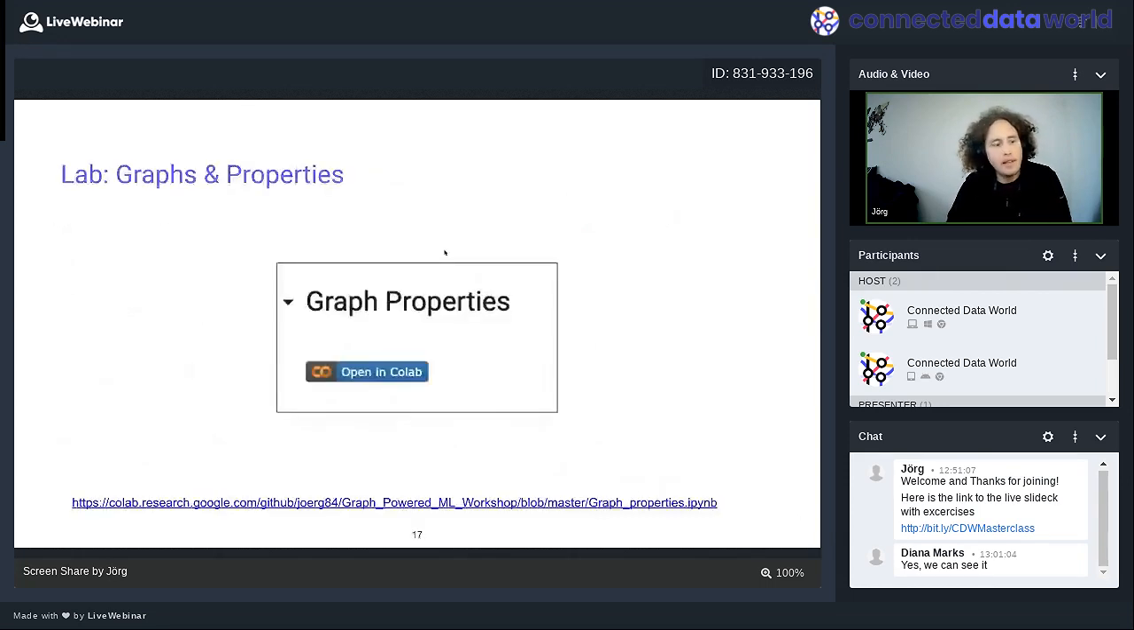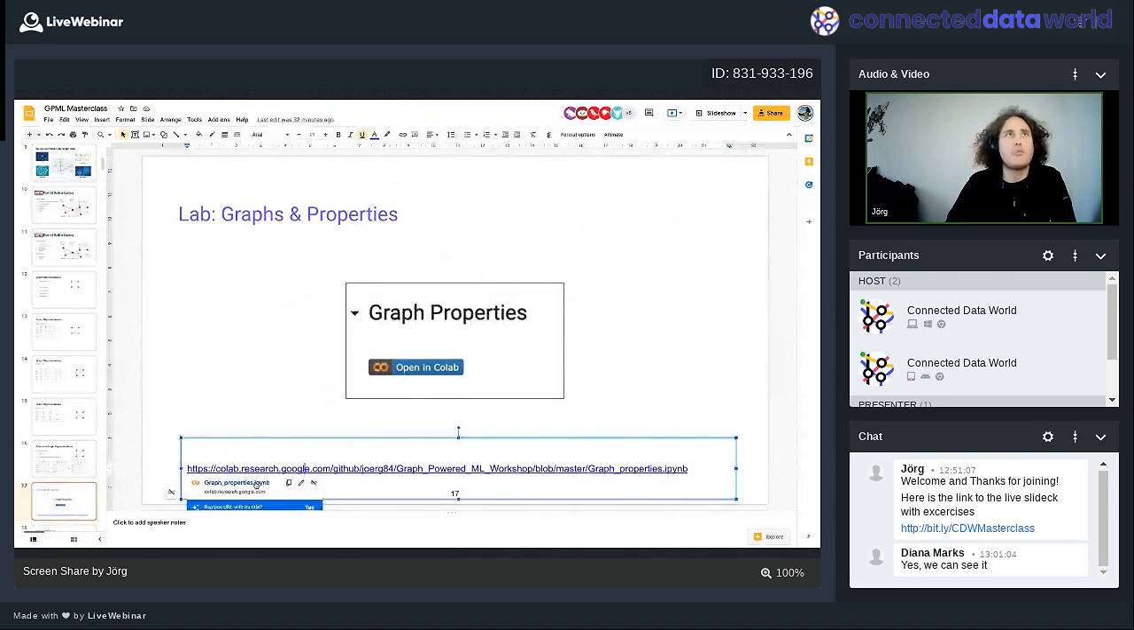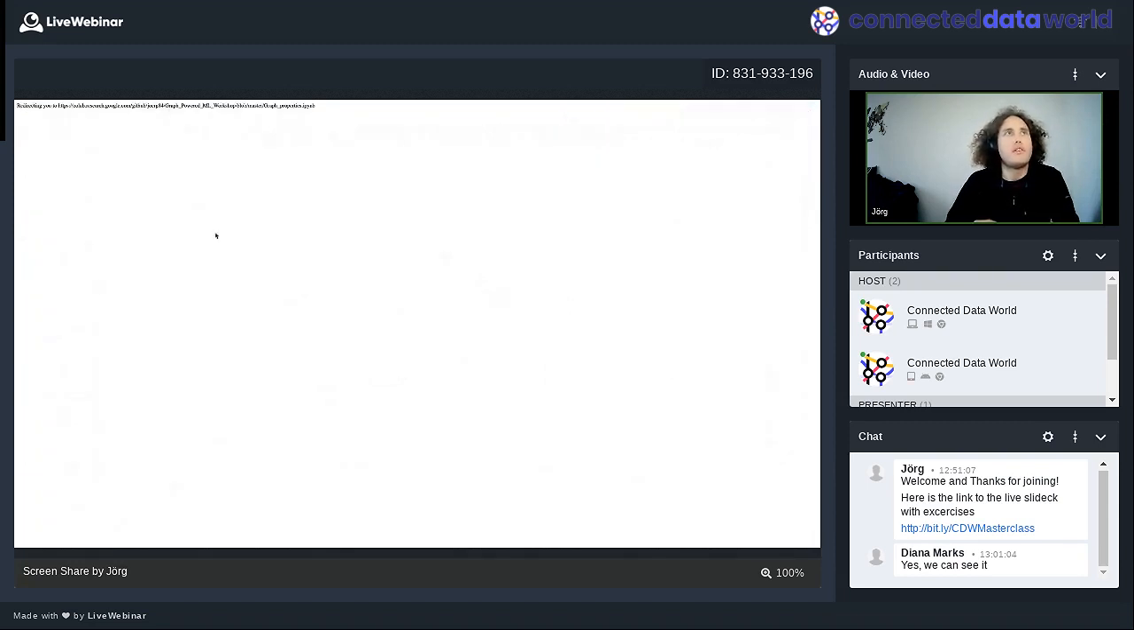Okay. With that, we can just jump into the first Jupyter notebook. How many of you have dealt with Jupyter notebooks in the past? Or how many of you have not seen a Jupyter notebook? Let's open that up.